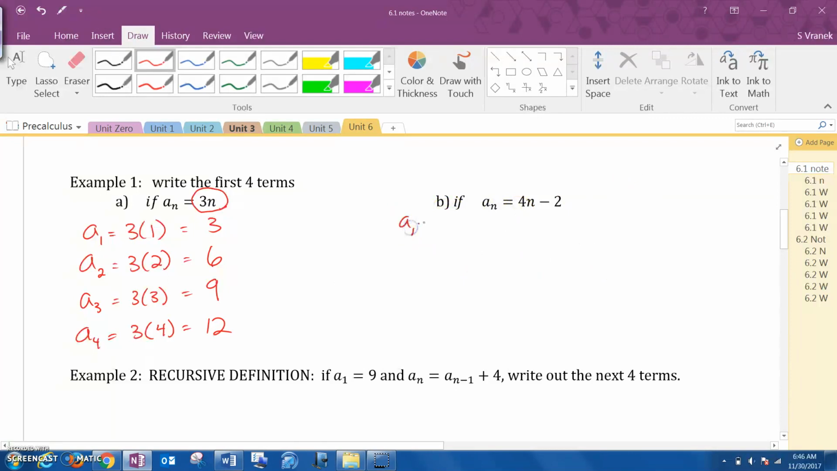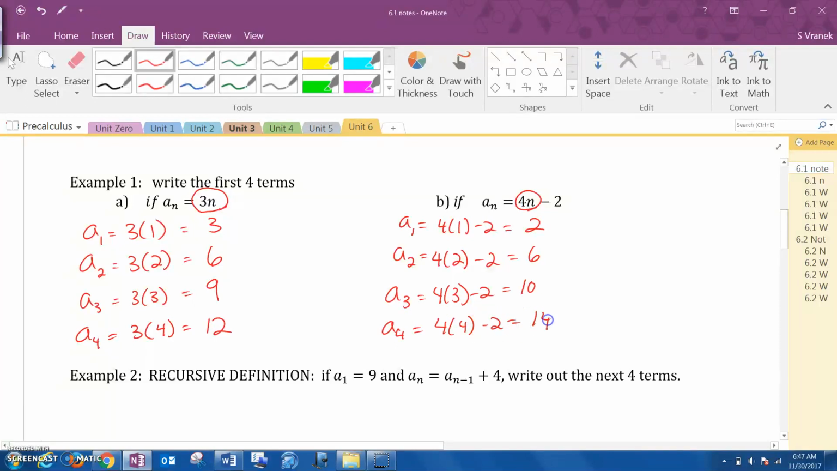So again, I have to do the same thing. A sub 1 is 4 times 1 minus 2, which is 2. A sub 2. Oh, by the way, because this says 4n, that means these should be going up by 4s every time, because as I change the n, it gets multiplied by 4. So we get 8 minus 2 is 6. So sure enough, we went from 2 to 6. That equals 10. And again, if you see it, you can write it down, but it's 16 minus 2, which is 14. So the first 4 terms for me here are 2, 6, 10, and 14. Again, going up by 4s.